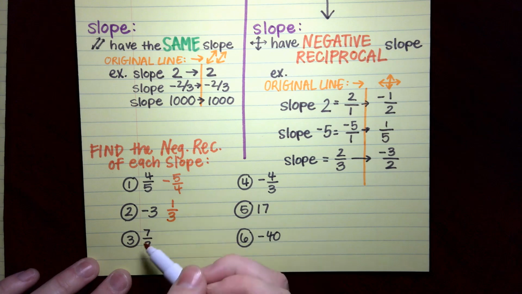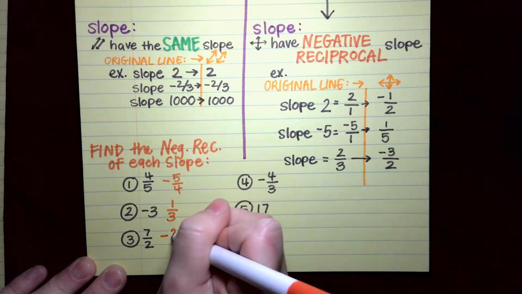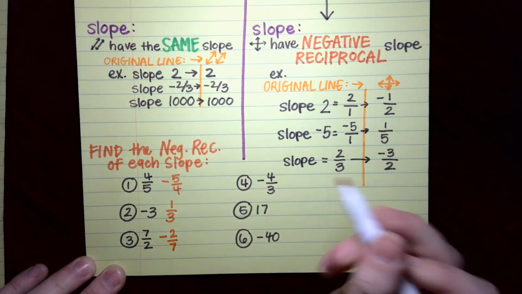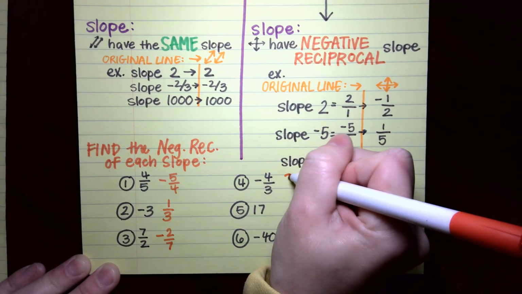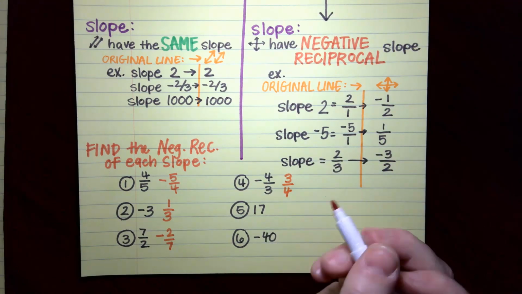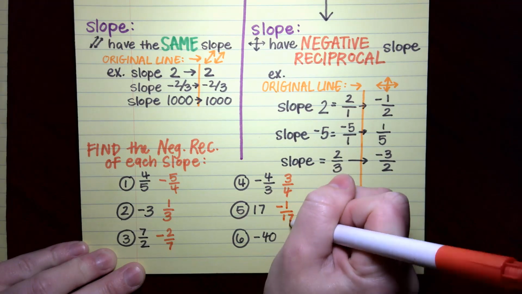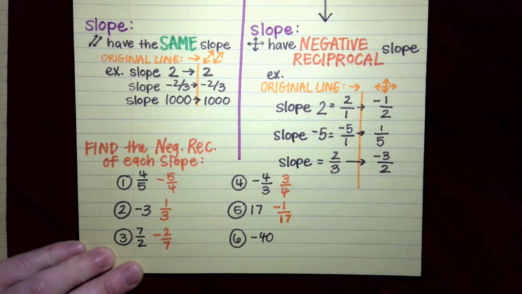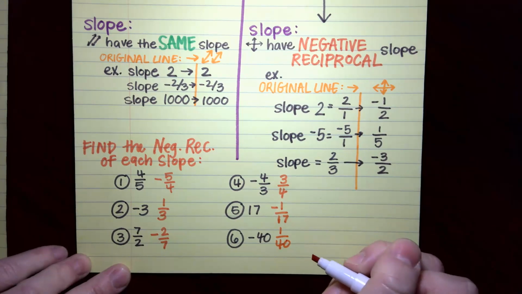Good. What's the negative reciprocal of 7 over 2? -2 over 7. Yes. Very good. How about this one? -4 over 3. Positive 3 over 4. How about 17? -1 over 17. Yes, -1 over 17. And how about -40? 1 over 40. Awesome. Did we get those?